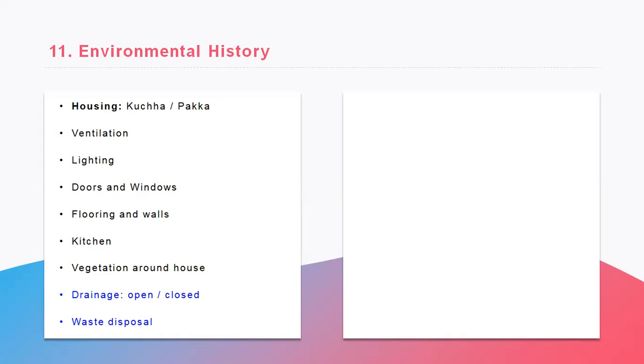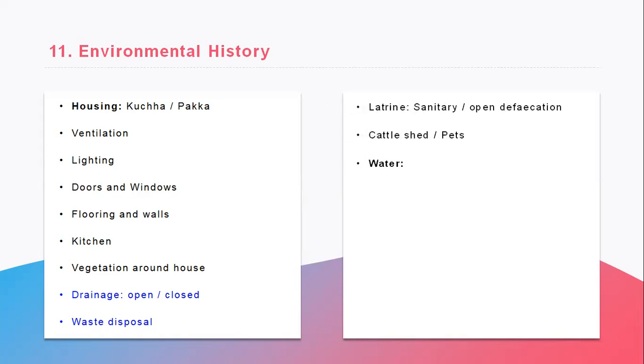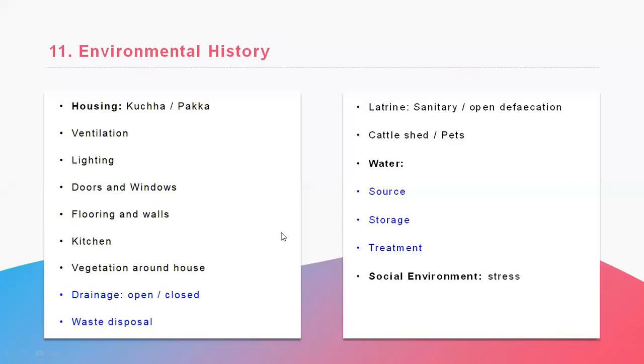Then around the house, whether there is any vegetation or not, that you need to find out. Then you need to find out about the drainage, whether it is an open drainage or closed drainage. Then waste disposal, solid waste disposal particularly, how the waste is collected, where it is stored, and how it is disposed of.